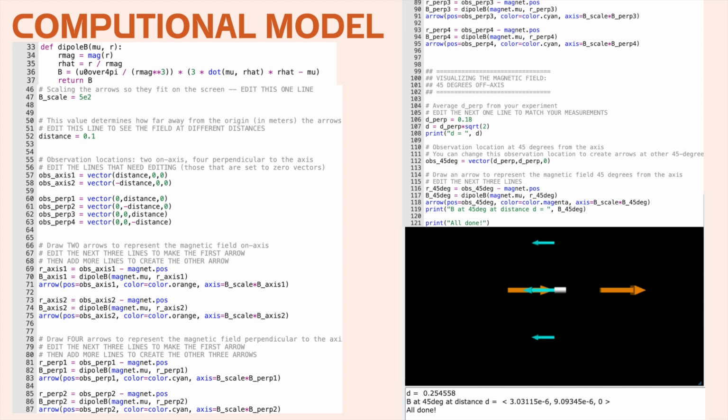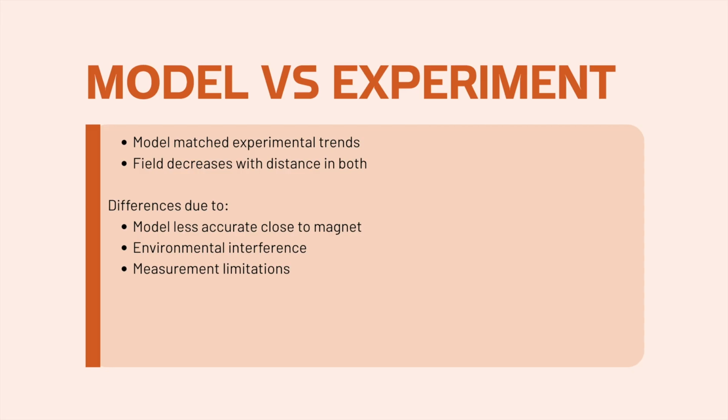We visualized the field along the axis of the magnet, perpendicular to the axis, and at a 45-degree angle. The simulation showed field lines consistent with the dipole pattern, spreading outward and decreasing in magnitude with distance. When comparing our model to experimental data at a 45-degree angle, we found reasonable agreement. Small differences occurred because the dipole model is less accurate at short distances, and the environmental magnetic field introduced noise.